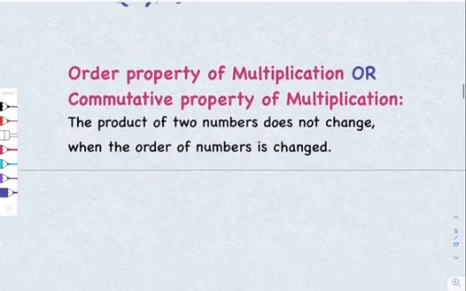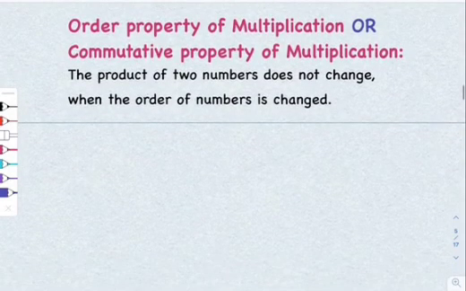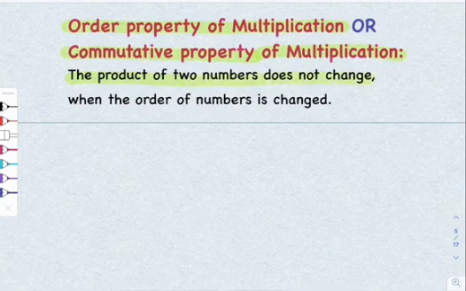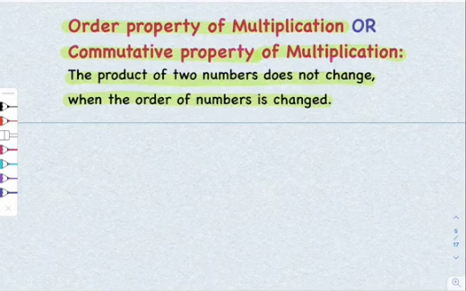Now moving on to the next property, order property of multiplication, also called the commutative property of multiplication. What do you mean by order property of multiplication or commutative property of multiplication? The product of two numbers does not change when the order of the numbers is changed. What do you mean by this? When you multiply two numbers, the product will not change if you just replace the places of multiplicand and multiplier.